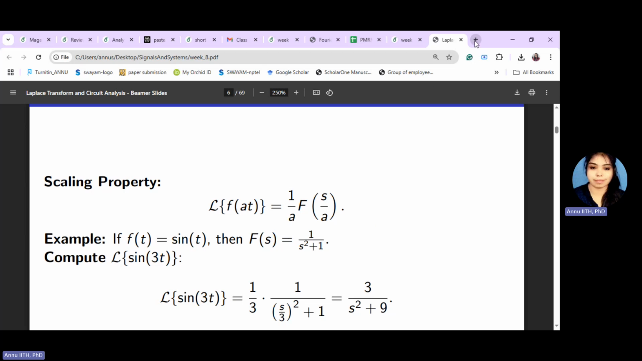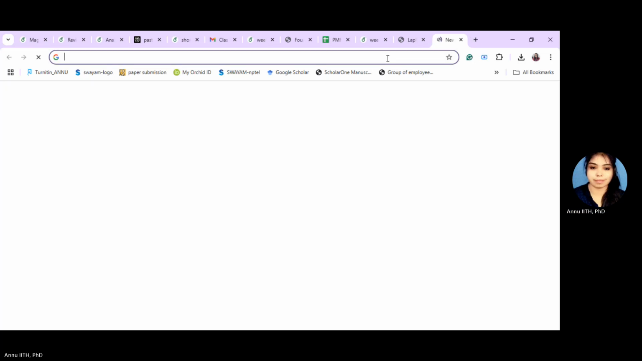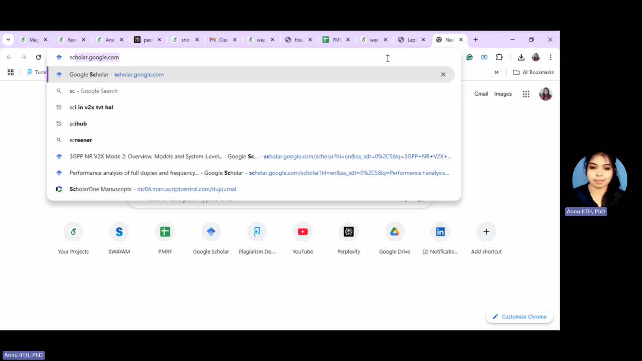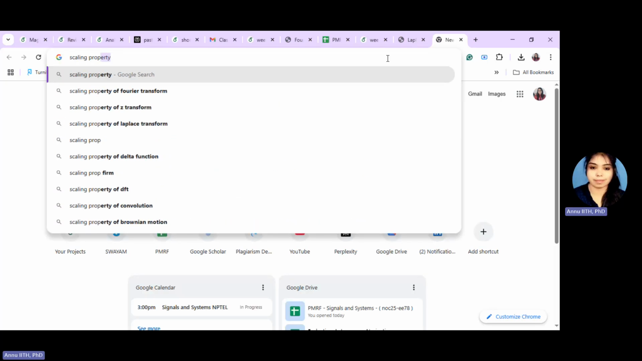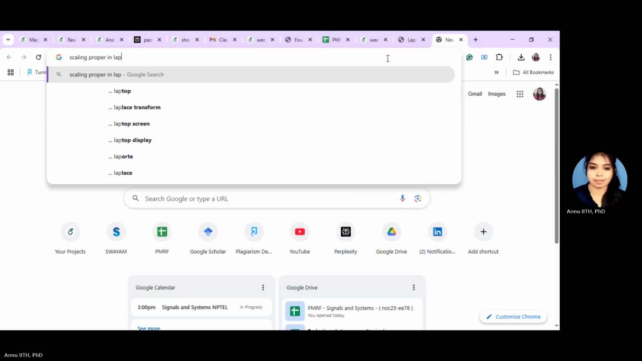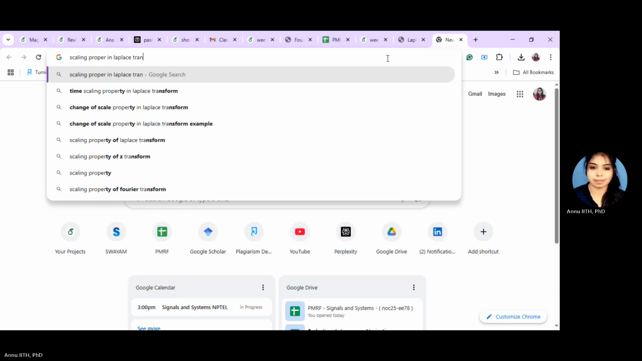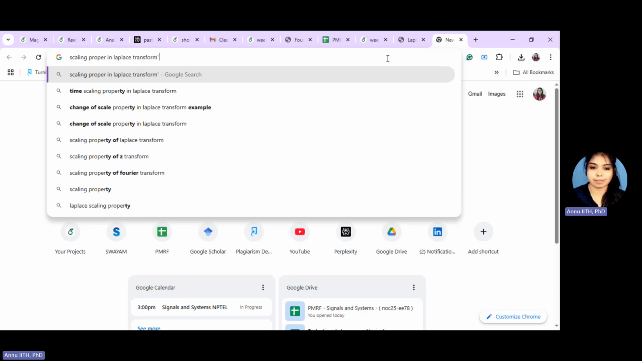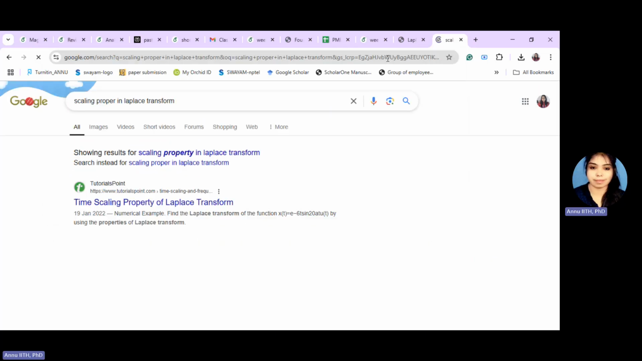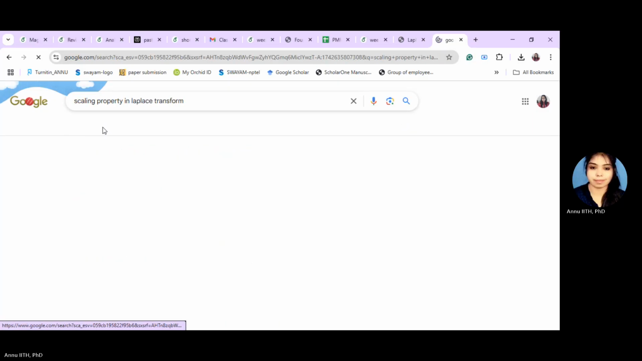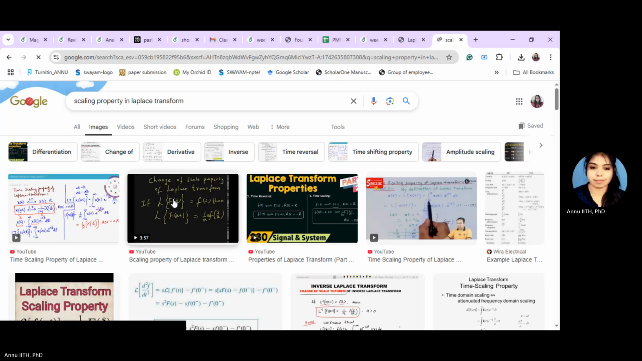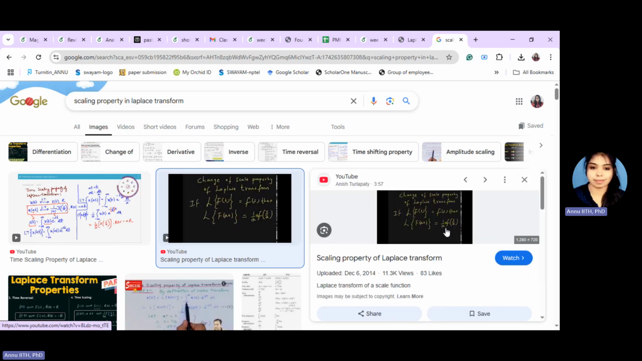So even if you search scaling property with Laplace transform, yes, it is not mod A. It's 1 by A only.